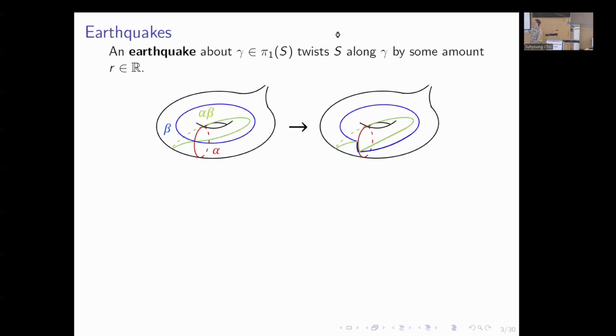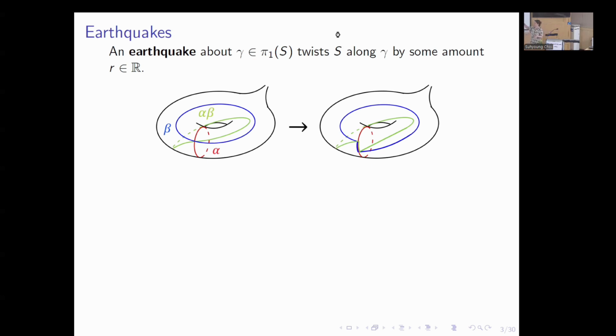Great. Okay, what is an earthquake? This is just a very intuitive explanation for them. So if we have any simple closed curve, gamma, an earthquake about it is going to twist along gamma by some prescribed amount r, some real number.